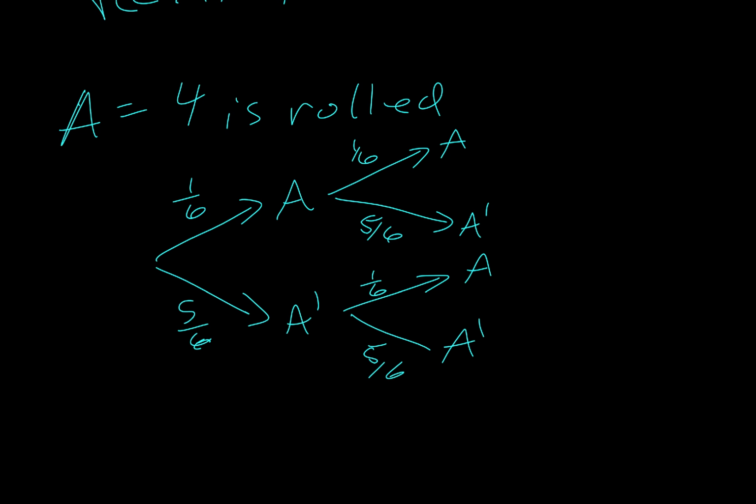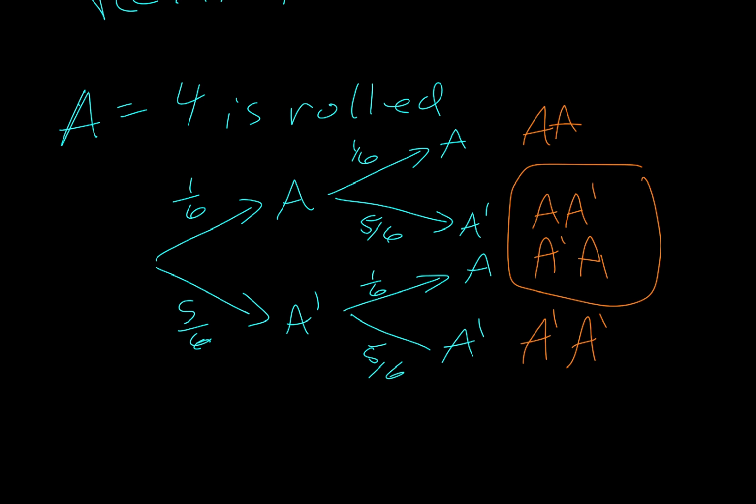What was the question again? Determine the probability that exactly one 4 is rolled. If we do this, this would be AA. This would be A, not A. This would be not A, A. And this would be not A, not A. We want exactly one, so these are the two situations we care about. Those are the only ones we have to look at.